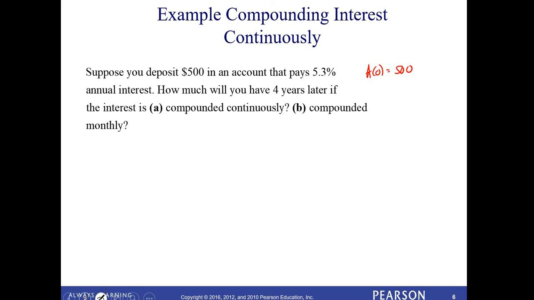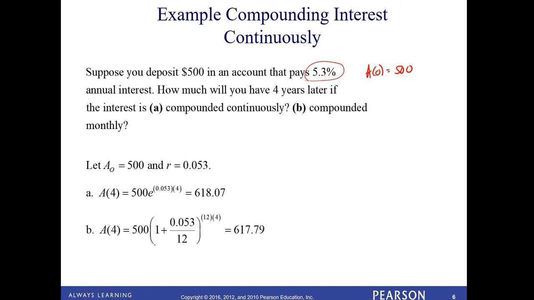The rate is 5.3%, and how much will you have 4 years later? So A sub 0 is 500, and our rate of change is 5.3%, or 0.053. Plugging that into our model and using a calculator, we get $618.07. Compounded monthly, if you remember from back in your Algebra 1, and our compounded monthly formula, we get $617.79.